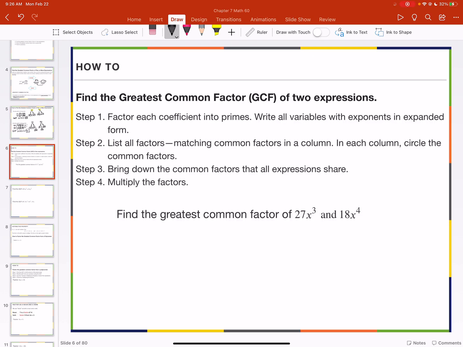Now here, and in fact, you're kind of expected to later on, at some point you start developing the sense of doing that, the more practice that you get. Okay. So let's see here, finding the greatest common factor of two expressions.